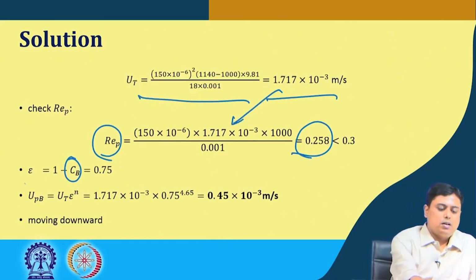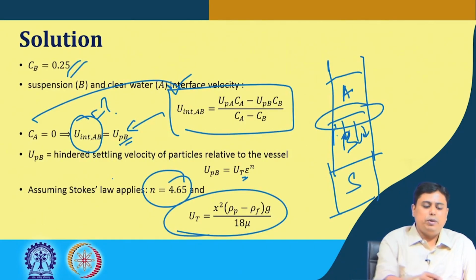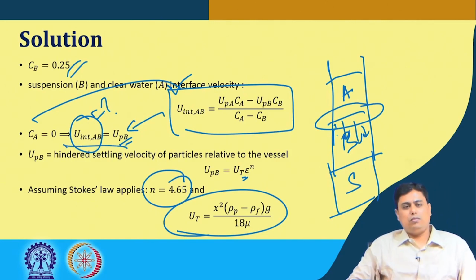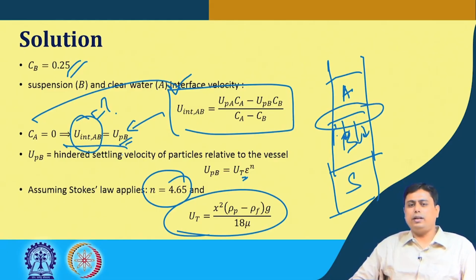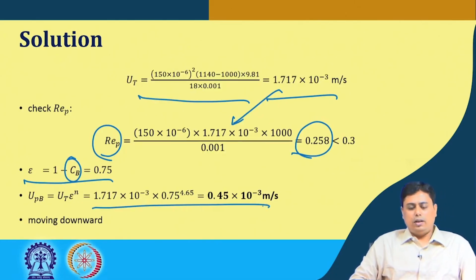Okay, which means our epsilon is 0.75, and we have that, then we can calculate what is UPB, which is eventually the interface settling rate, because UPB is equal to the settling rate of the interface between the suspension and the clear liquid zone, which we numerically find as 0.45 × 10^-3 meter per second.